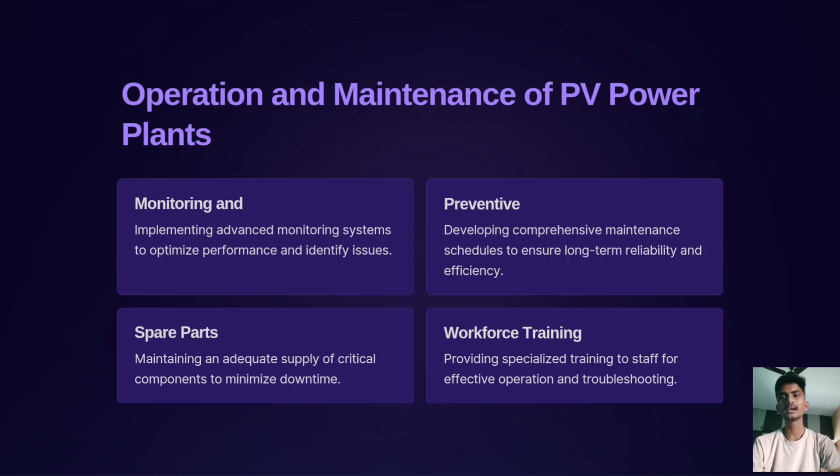Next is operating and maintenance of photovoltaic power plants. There are four types of operating and maintenance. Those are monitoring and control, preventive maintenance, next is spare part inventory and workforce training. In monitoring and control, implementing advanced monitoring systems to optimize performance and identify issues.